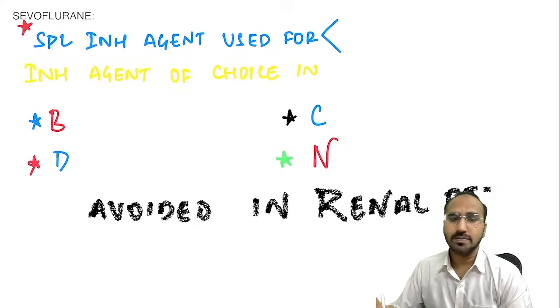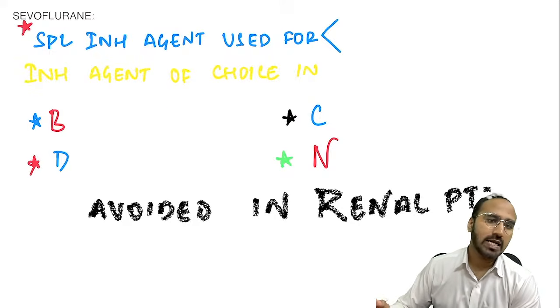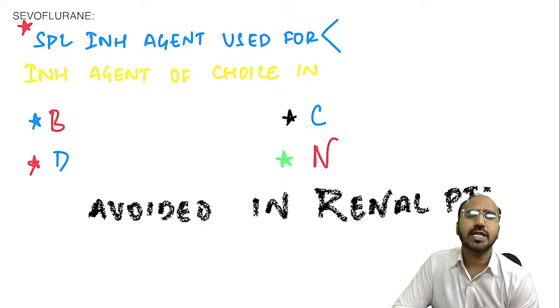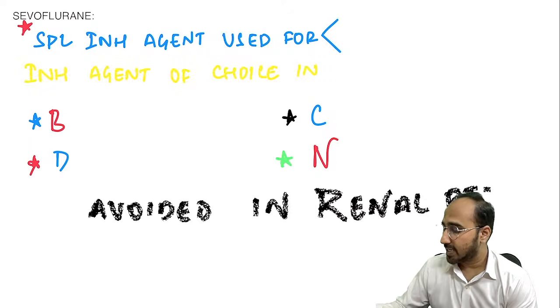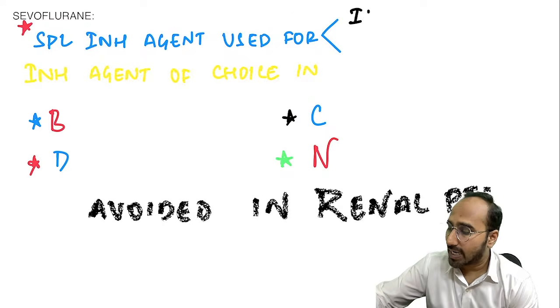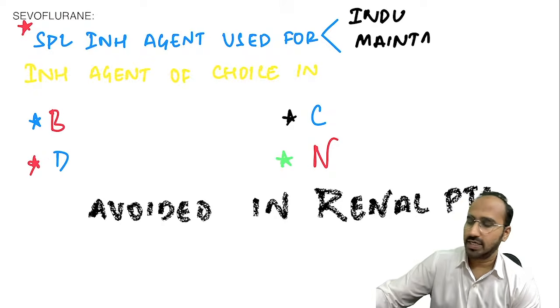you will be getting the PDF, right? So guys, look over here. Regarding inhalational agents, sevoflurane is a very special inhalational agent that is used in children. In children, we use sevoflurane for two reasons. Okay? It can be used for induction as well as maintenance.